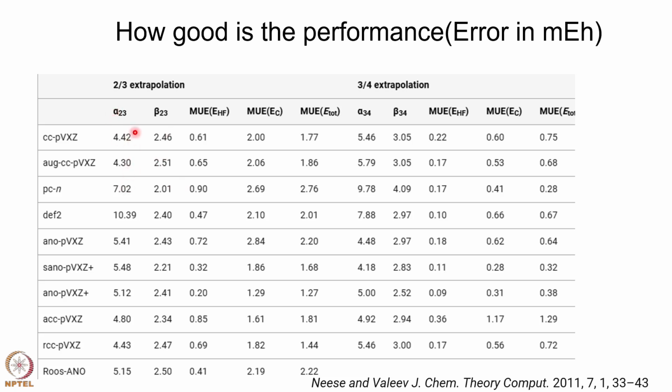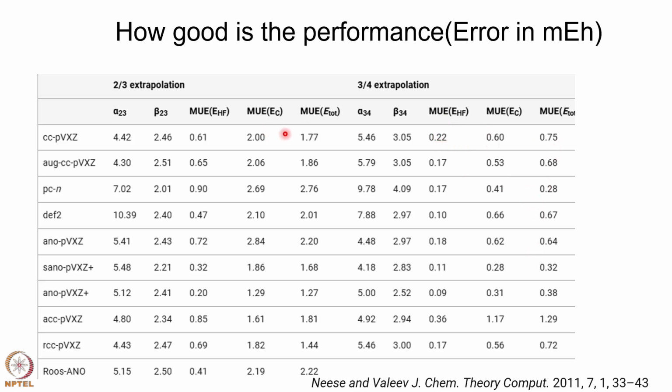So, here are the parameters for each kind of basis set, and its mean unsigned error. This is the error in the Hartree-Fock, the error in the correlation, and this is the total error. The first thing to notice is that the error in the Hartree-Fock due to basis set extrapolation is generally smaller than the error in correlation, because correlation energy converges much more slowly than the Hartree-Fock. Here you see the same for 3/4 extrapolation, where the error with respect to the complete basis set limit is given. In this case also the error in correlation is higher than the error in the Hartree-Fock, because correlation converges slowly.